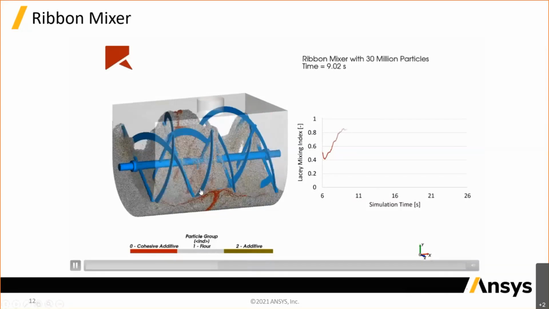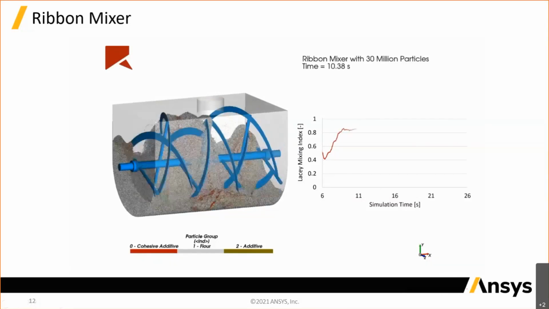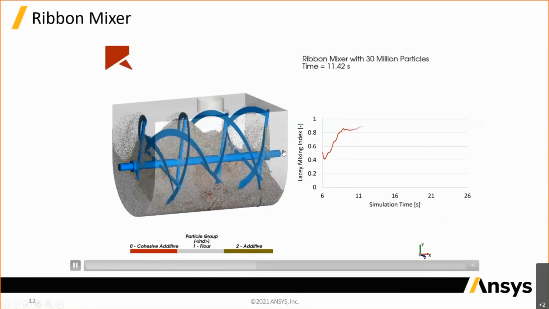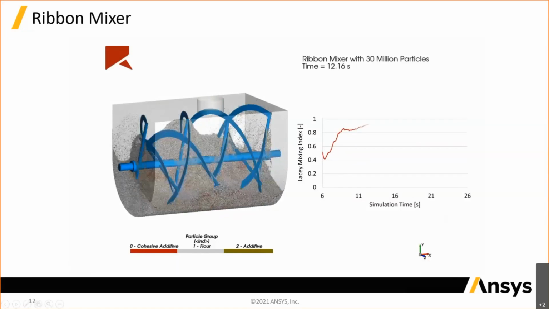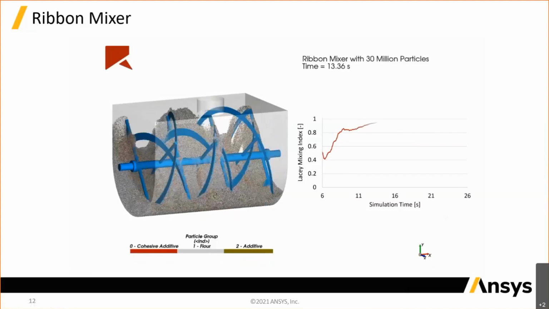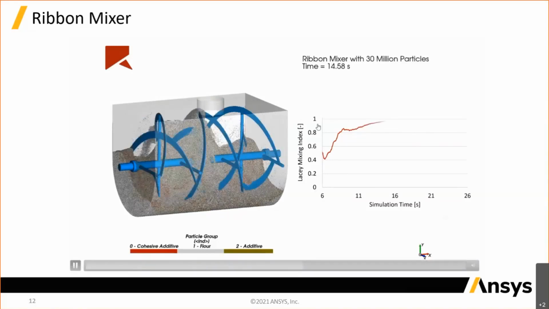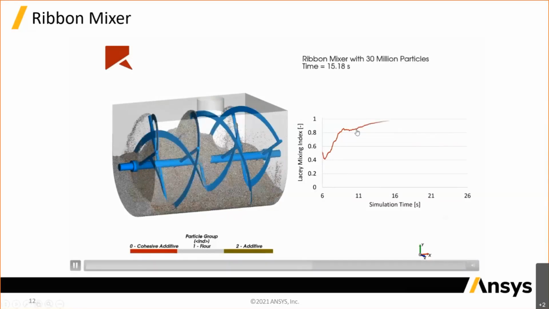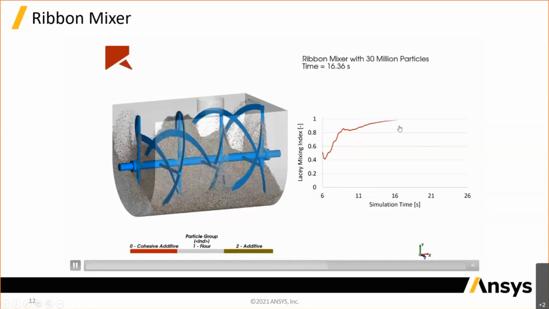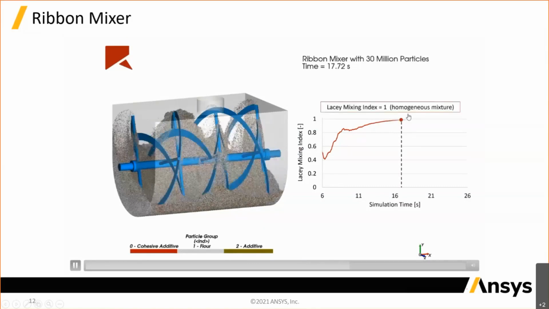And in Rocky, we can create expressions to evaluate the mixing efficiency, like the Lacey mixing index. This Lacey mixing index is basically a mixing index that allows us to evaluate how well mixed these particles are. And the closer to 1 this index is, the better mixed our product is. And once we reach a value of 1, it means that we have a homogeneous mixture.